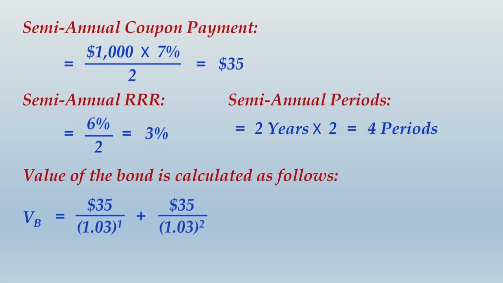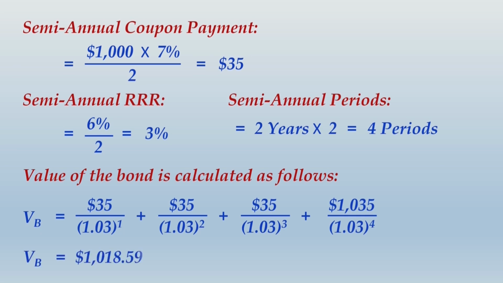So $35 will be the semi-annual coupon payment and 3% will be your discounting rate. Considering 4 periods, the present value comes to $1,018.59. So if you have obtained exactly this calculation, that means you are correct, else you need to check your calculation and rectify the same.